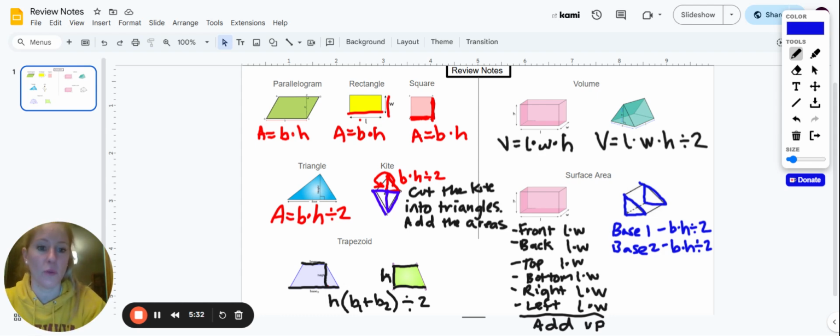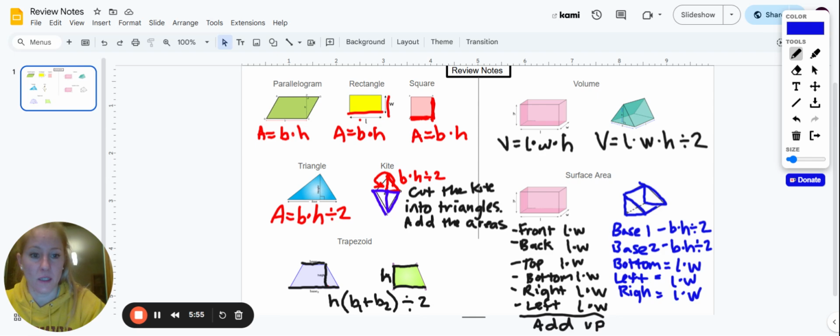And then you have 3 rectangles in between. So we have the bottom, the left, and the right. The right one's a little slanty. And those are all just length times width again, or base times height, however you want to think about it. You multiply the two sides of those rectangles. And since they're rectangles, you don't divide them by 2. You add all those sides up, and you will get the surface area of your triangular prism.